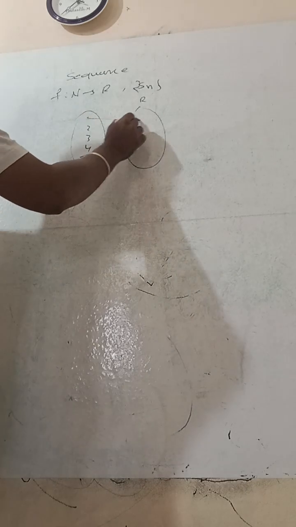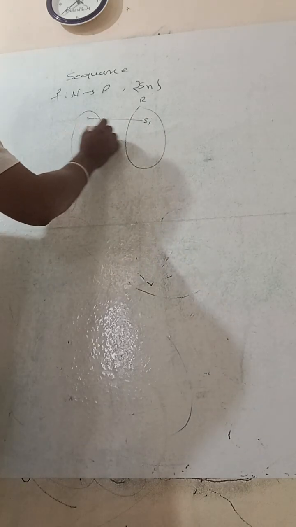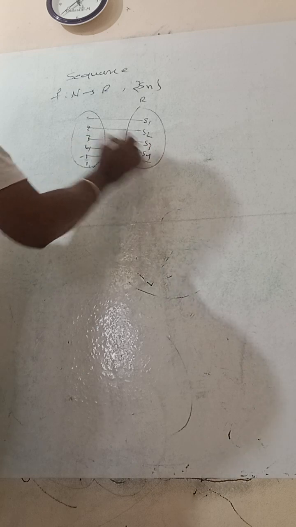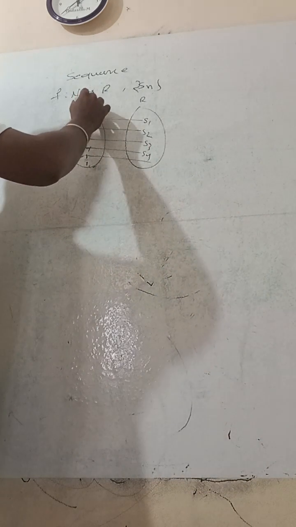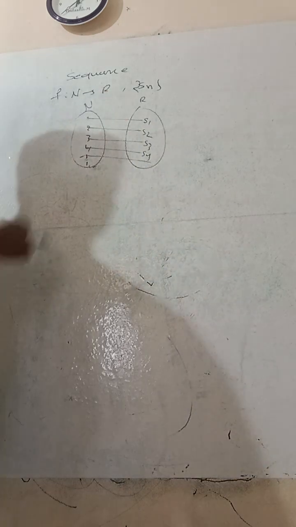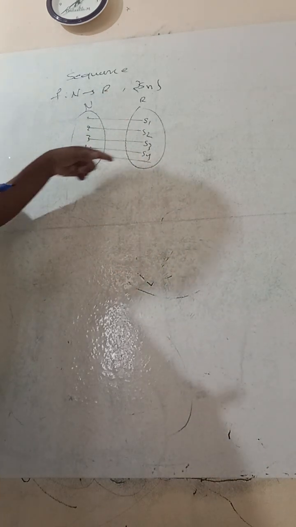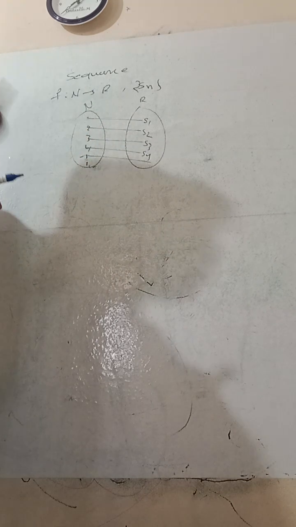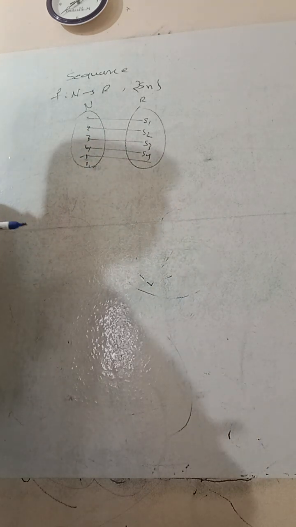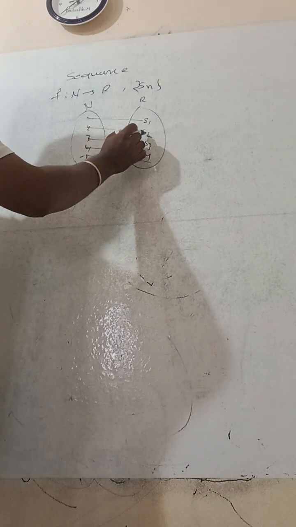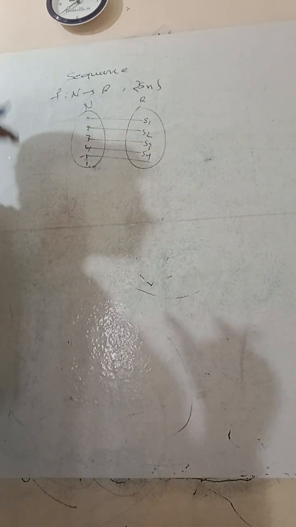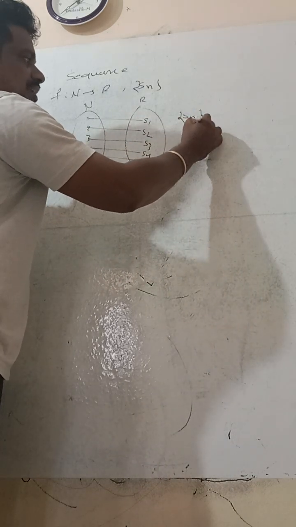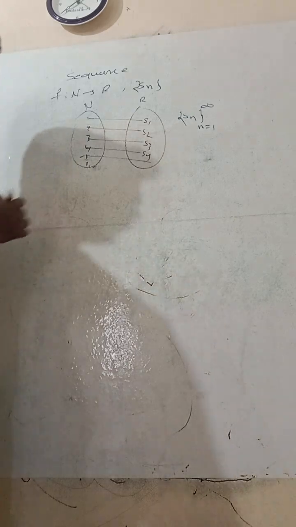Now 1 goes to some S1, the first term, then S2, S3, S4 and so on. So the domain is the natural number set and the codomain is the real number set. Now this relation is called a function. So then you can say that this relation is called a sequence. Therefore S1, S2, S3, S4 are called the terms of the sequence, and it is denoted by Sn from n equal to 1 to infinity.